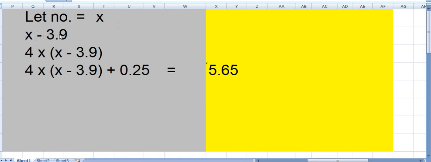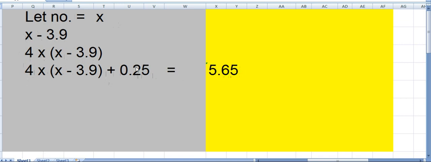After that, I multiply this result by 4. So 4 multiplied by (x minus 3.9). Then I add 0.25 to this multiplication. So 4 into (x minus 3.9) plus 0.25. And when I do this, I get the answer as 5.65. Now I have got the correct equation which I require.